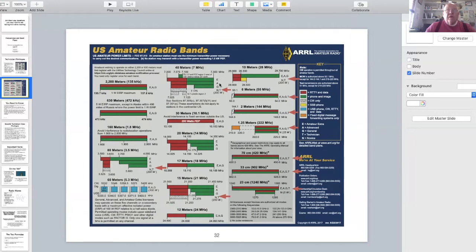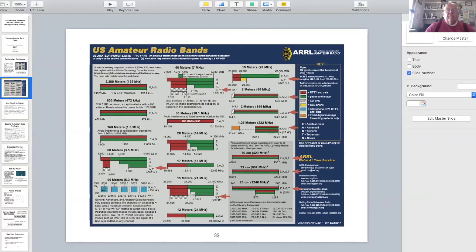The next line down pertains to the advanced class license holders. This is a license class no longer being issued by the FCC, but current holders of this license can continue to exercise the privileges of that class. The next line down, denoted by the letter G, denotes the frequencies available to general class license holders. Note that there's a gap between the data portion, that's the red part of the line, and the phone portion, the green part of the line.